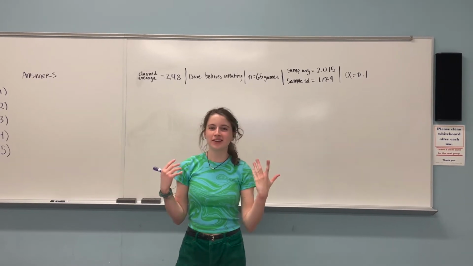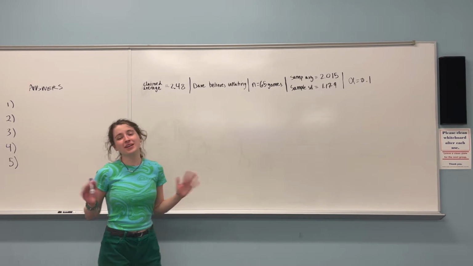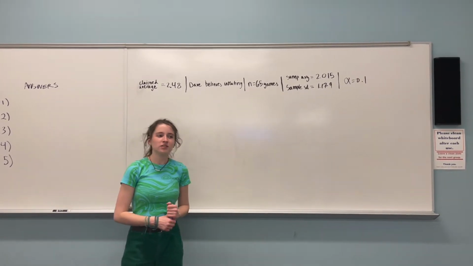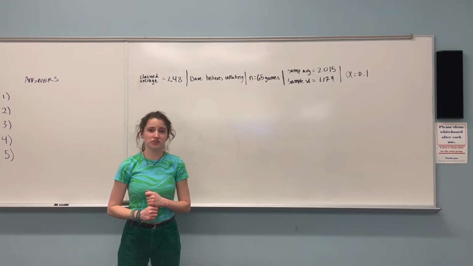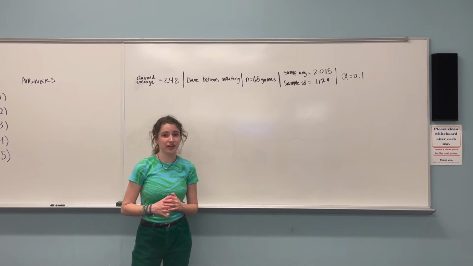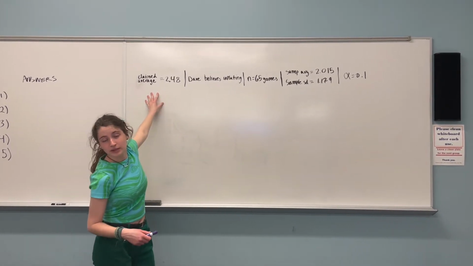Okay, so there's this guy, big sports guy. His name is Tom. He really likes the Green Bay Packers, and he's a huge fan of Aaron Rodgers. So he's like, Aaron Rodgers makes 2.48 touchdowns per game on average, and that's his claim. He really thinks that's true. And that's right here, the claimed average, right?